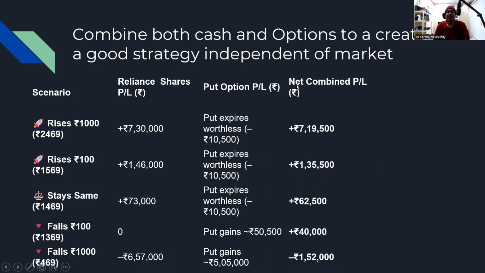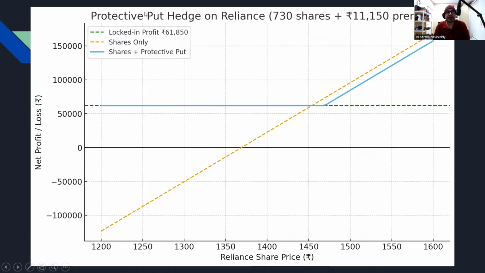So we have created a strategy, a near perfect strategy. It's not a perfect strategy because there is one incidence where still we are losing money. This put is not able to protect the Reliance share if it falls below 1,000 rupees. So now can we make it a little bit better so that all of these are in profit? Yes. So when you add a put to an already moved up share.